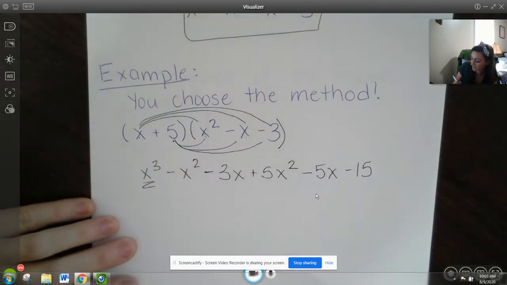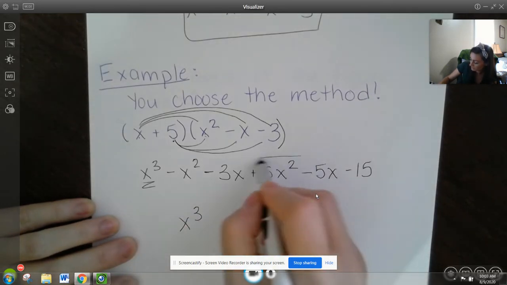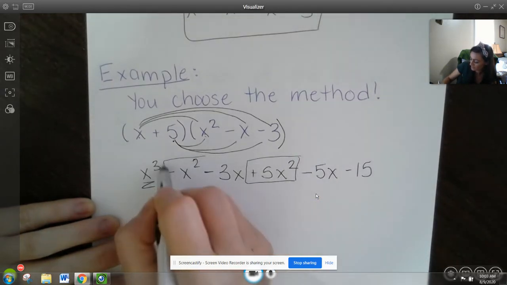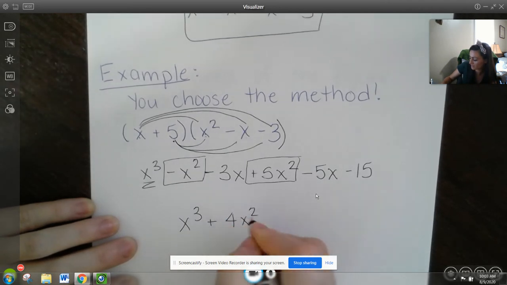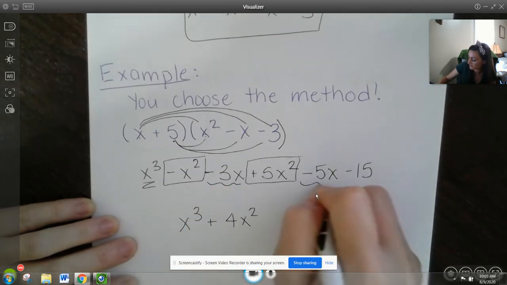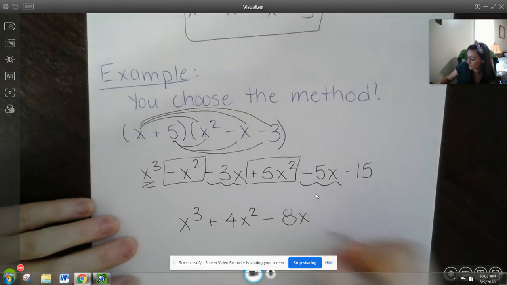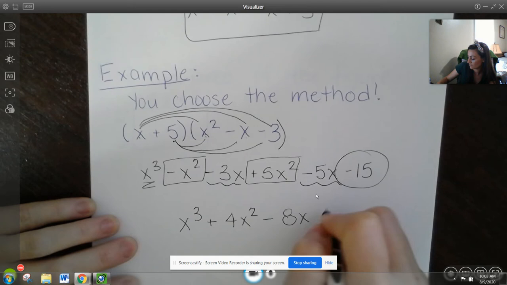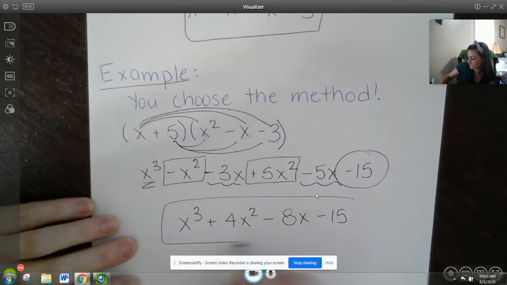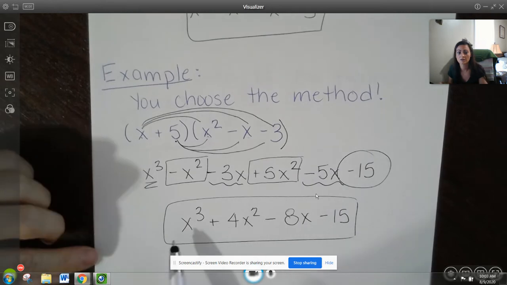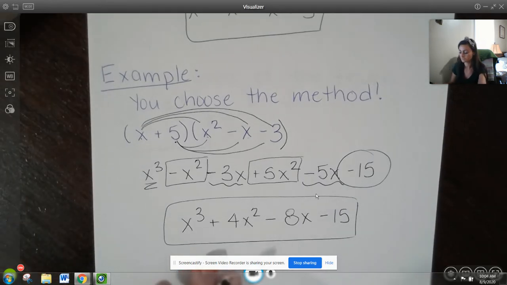So now I'm back to combining like terms. Nobody goes with x cubed. And then I have 5x squared and negative x squared, so that will give me plus 4x squared. Combining my x terms will give me negative 8x, and then nobody has another constant, so it will just be minus 15. So again, this is called a cubic polynomial because there are more than 3 terms.